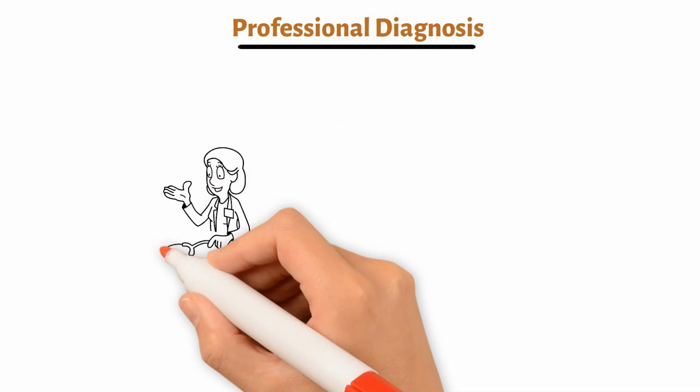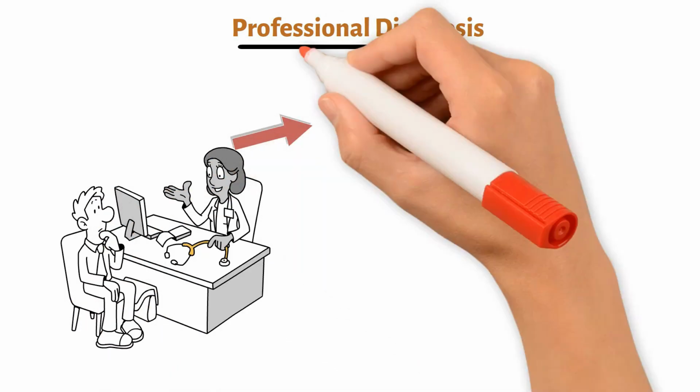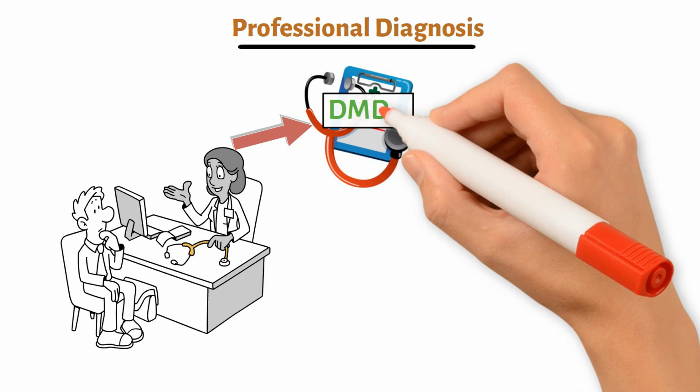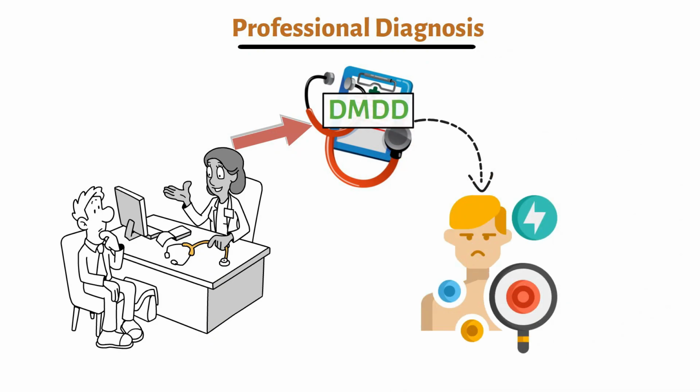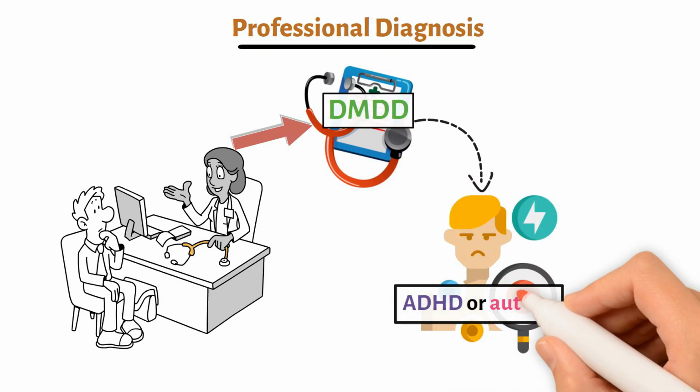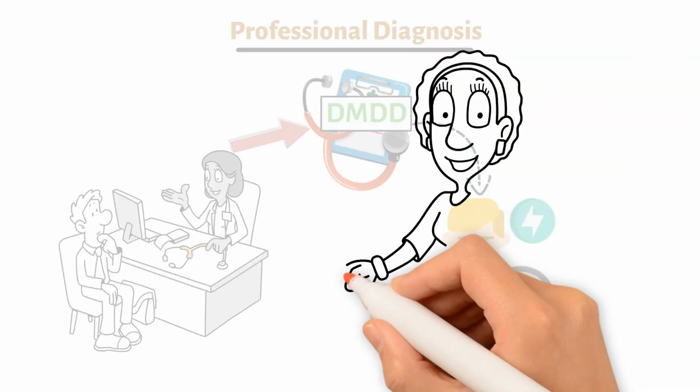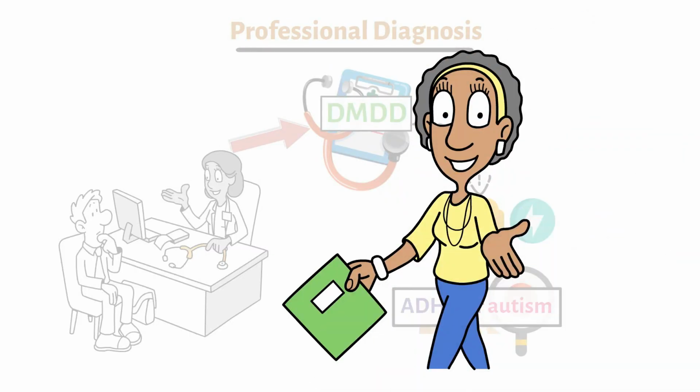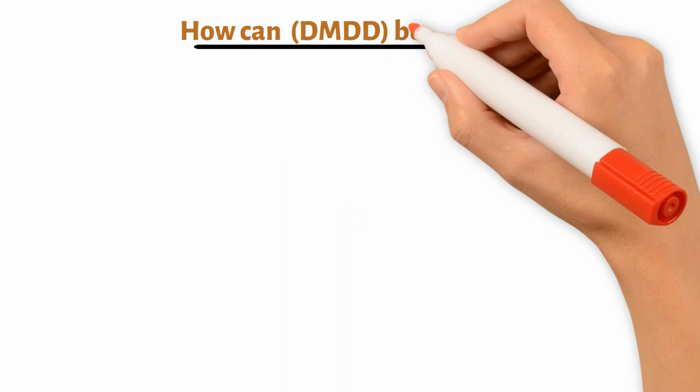Next, professional diagnosis. Only a qualified mental health professional can correctly diagnose DMDD, as its symptoms can overlap with other disorders like ADHD or autism. Friends, these are the ways to diagnose it. Now let's move to the main points where we will see how it is treated.